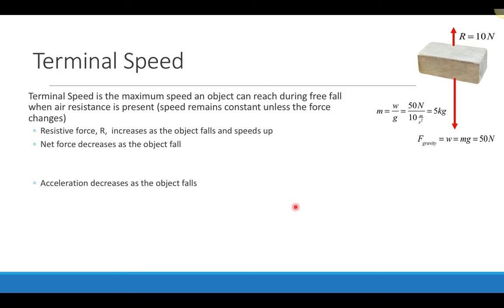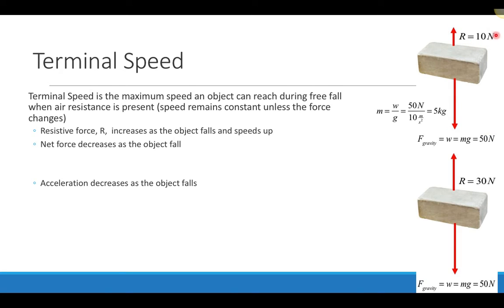So let's look at a picture of this brick where it's falling downward, and at this particular instant in time, it has air resistance of 10 newtons because of how it's falling. At a later time, after it has fallen faster, the amount of air resistance has increased to 30 newtons. So again, as it's falling faster and faster, that amount of air resistance is getting bigger and bigger.